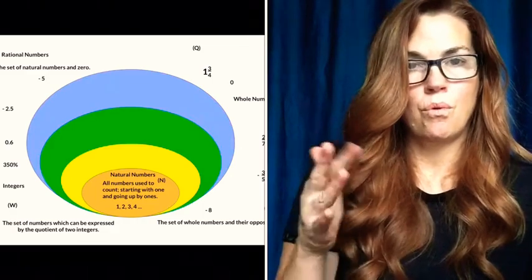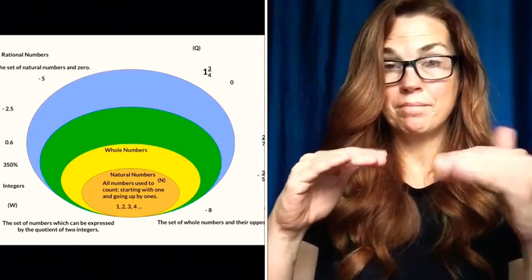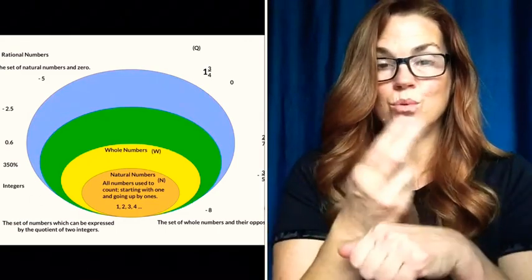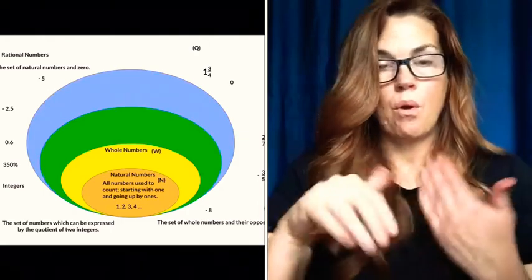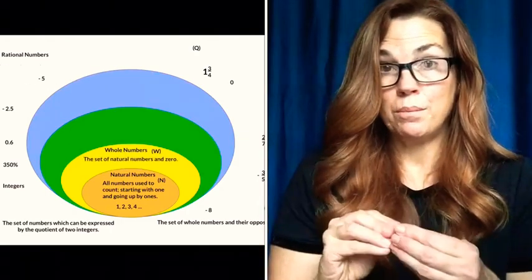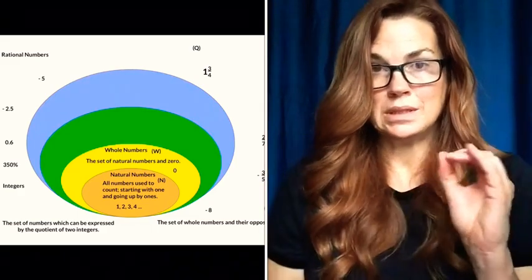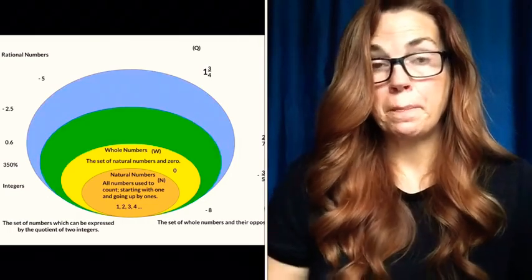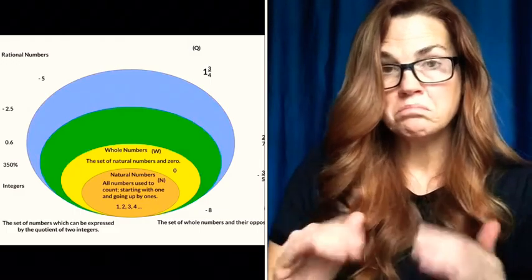The next larger set is called whole numbers. Whole numbers use the symbol W, and they include all of those natural numbers and 0. Natural numbers allow us to count things. Whole numbers now give us the opportunity to express the absence of value with 0.